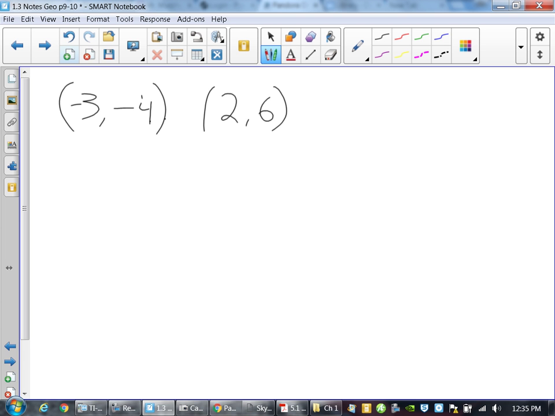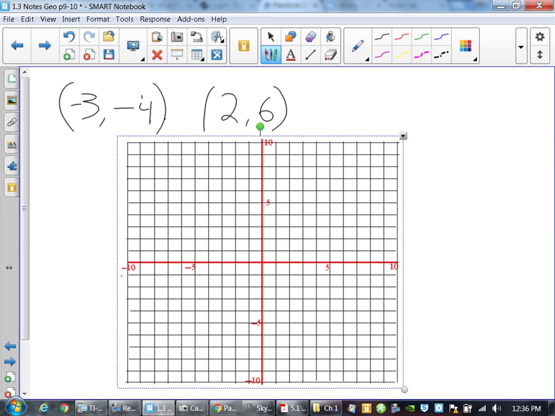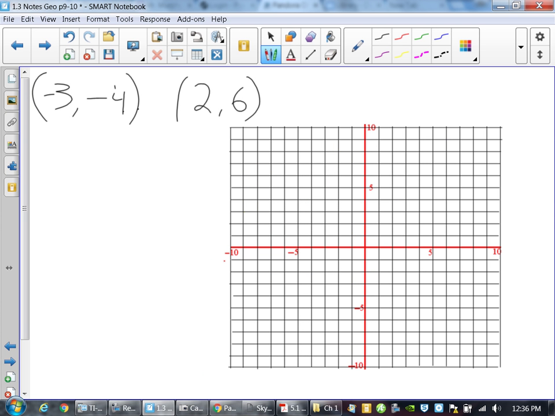So what I want to do here is, I don't want you guys to graph this, but I want to show you what's happening graphically. So when I graph these things, just so we have an idea, -3, -4. Does -3 go left and right or up and down? Left and right. So I go -3 left, and then I go -4 down. And the other one is at 2 and 6. And I want to figure out how far apart those are.